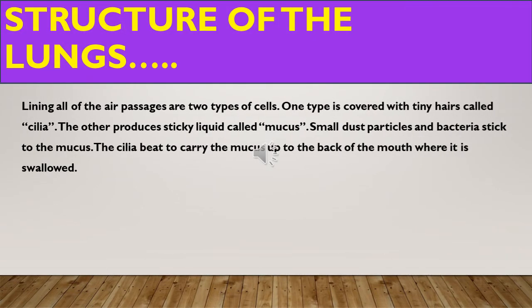Lining all of the air passages are two types of cells. One type is covered with tiny hairs called cilia. The other produces a sticky liquid called mucus. Small dust particles and bacteria stick to the mucus. The cilia beat to carry the mucus up to the back of the mouth where it is swallowed.